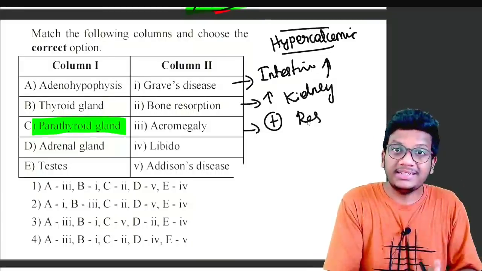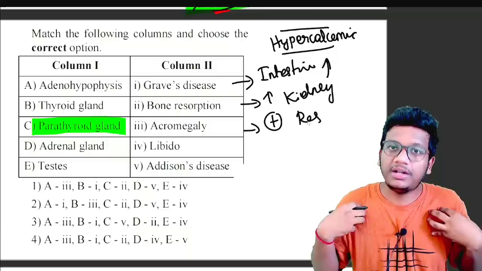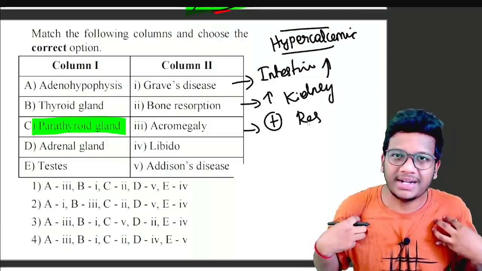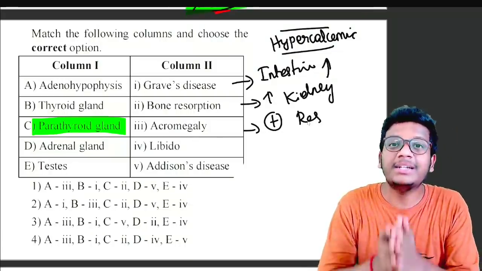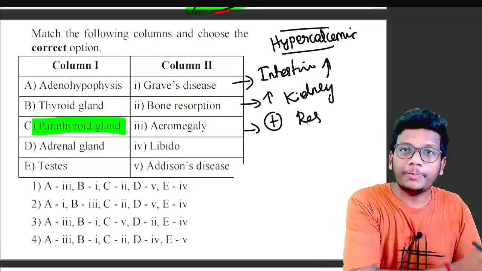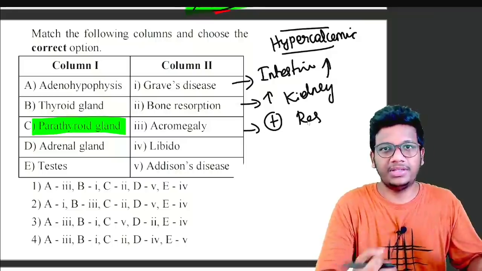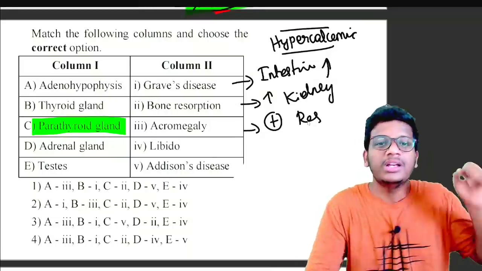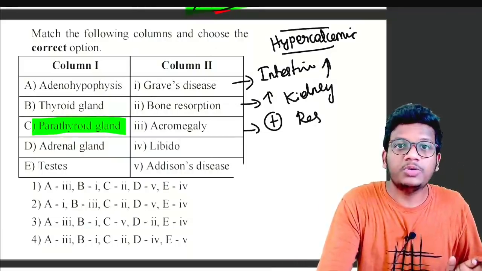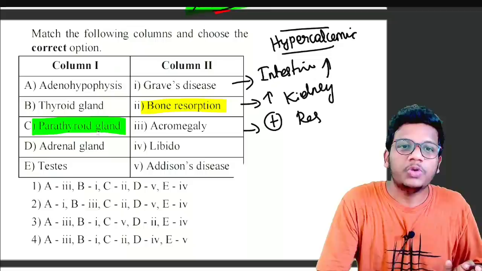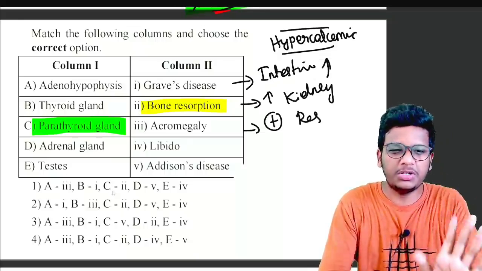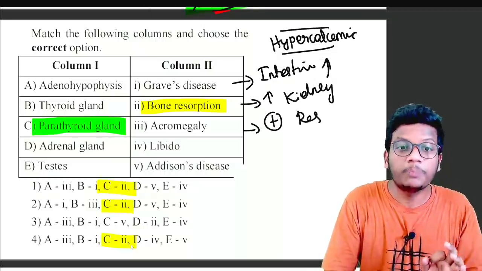Okay, so since the primary mode of parathyroid hormone is to increase the blood levels of calcium, it takes the stored calcium and brings it to the blood. So it's called resorption of bone. So the resorption of bone is related to the parathormone. So my C should be option 2. So if you compare C2, C2, C2, so it's very simple.